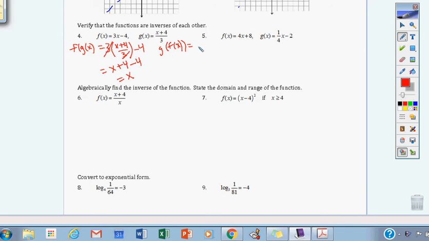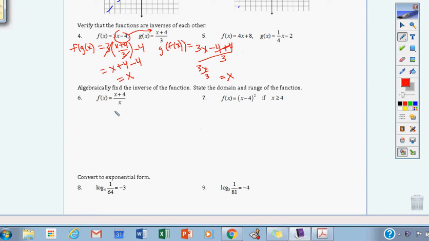Over here then, we have to do the other way around. Take this here and put in there. So that becomes 3x minus 4 plus 4 all over 3. Well, those cancel. We get 3x over 3, which is equivalent to x. So since we were able to show that, they are inverses of each other. Very similar for number 5 there.